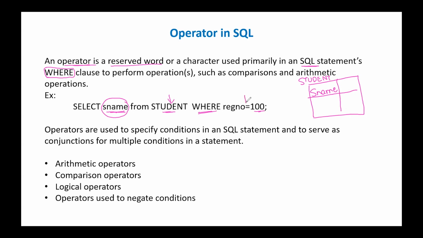So what operator are we using here? This equal to is the operator. This is how we use operators in SQL. Usually it comes after a where clause. Operators are used to specify conditions in an SQL statement and to serve as a conjunction for multiple conditions in a statement. We have these kinds of operators: arithmetic operator, comparison operator, logical operator, and operators used to negate a condition. Let us see them one by one.